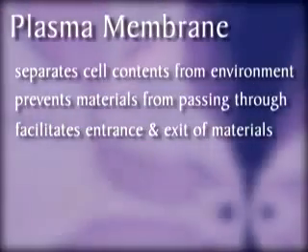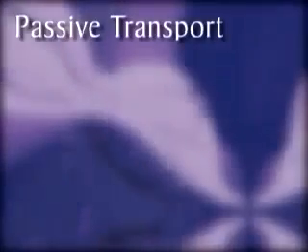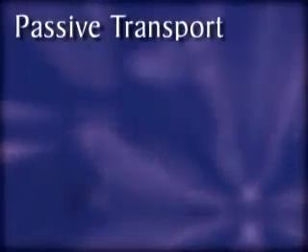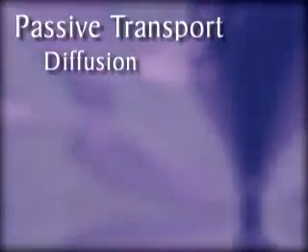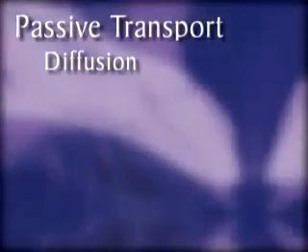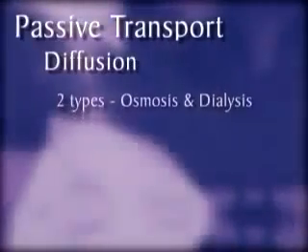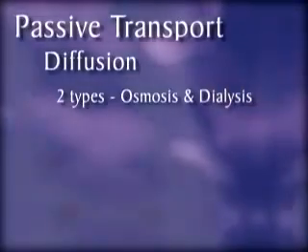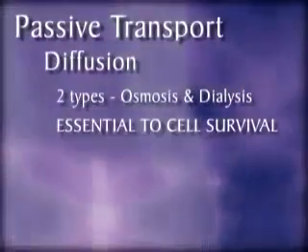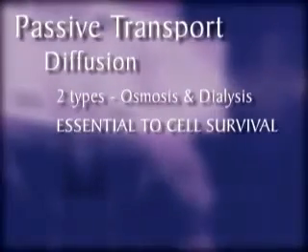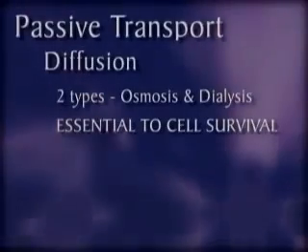Materials may move through membranes passively or actively. In this video segment, passive transport, which uses Brownian movement, was introduced. Passive transport includes diffusion, defined as the movement of materials from a region of high concentration to low concentration. Two specific forms of diffusion are osmosis and dialysis. These processes are essential to the survival of the cell. Nutrients must enter, waste must exit. The structure of the membrane allows for the processes to take place, which enables the cell to live.